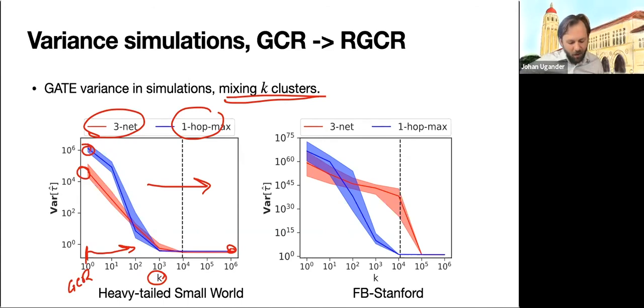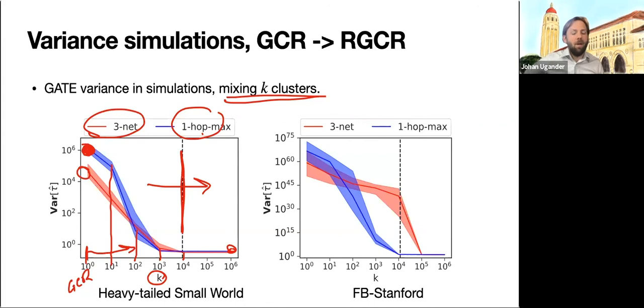And so if you look at something like one-hop max, if you're just doing GCR, meaning you're not mixing, you have this really high variance. But then as soon as you're mixing over 10 clusters, over 100 clusters, over 1,000, over 10,000, your variance starts to drop. And there's a separate question, which is how many clusters should I average over? This vertical dashed line is N. It's the size of the network.